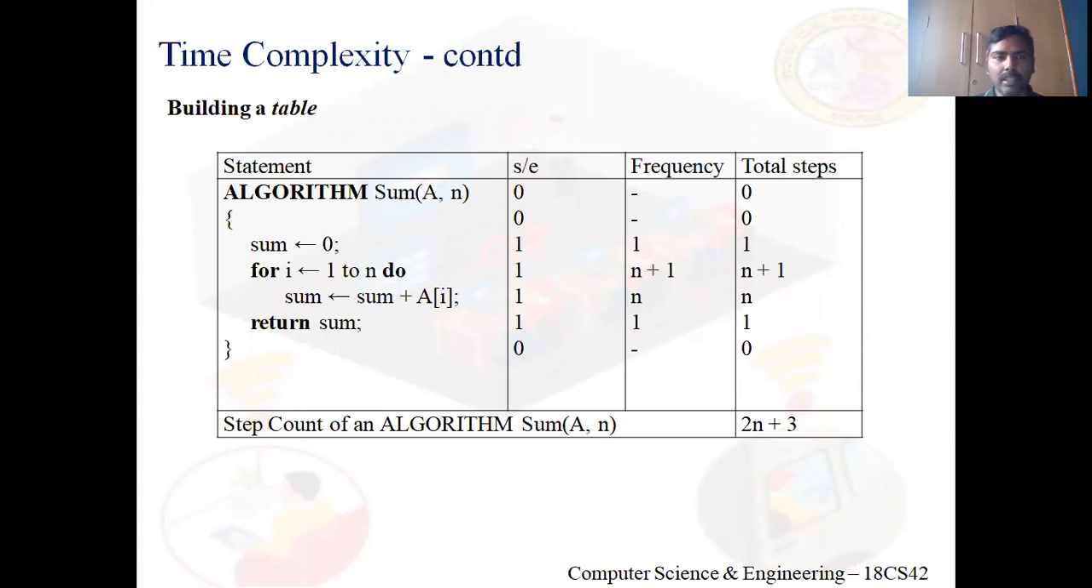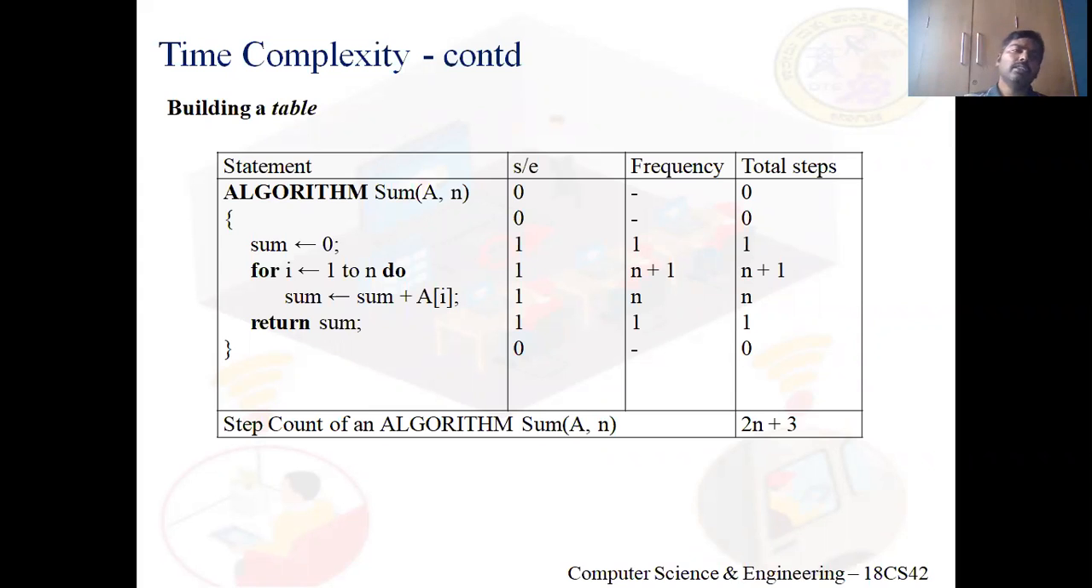The first method is using a global count variable in my program, and the other one is building a table. This method, manually we are computing by ourselves. Given an algorithm, myself I'm going to compute the total number of steps. Clear? Building a table, given an algorithm, myself I'm going to compute the total number of steps.